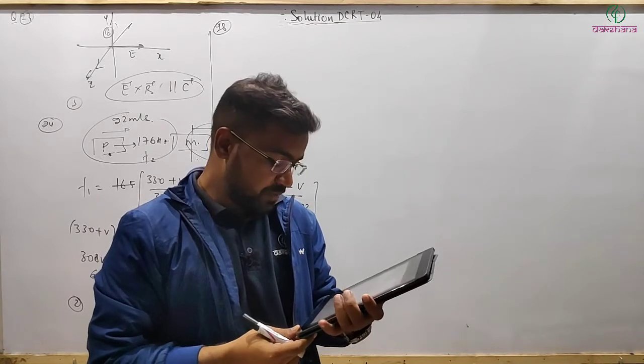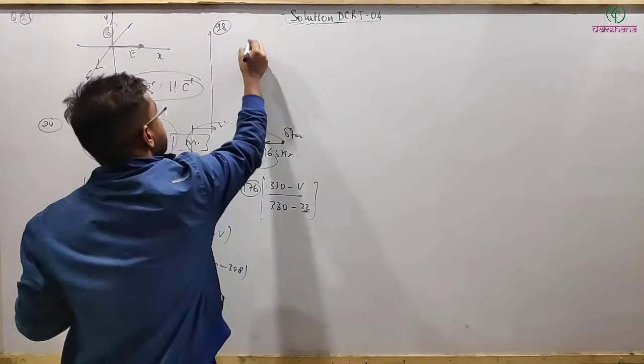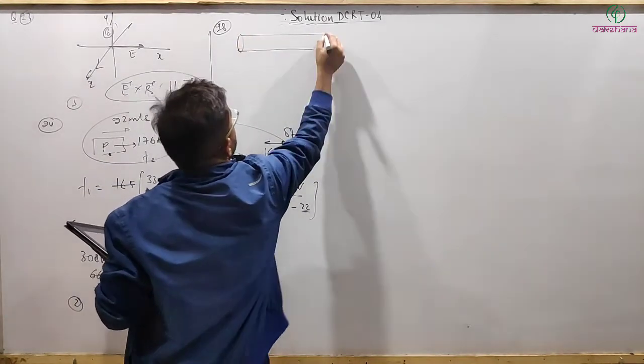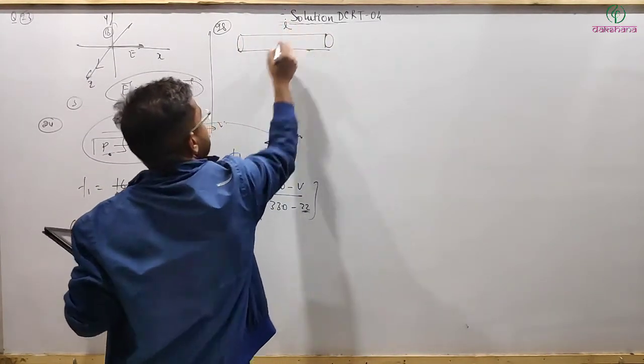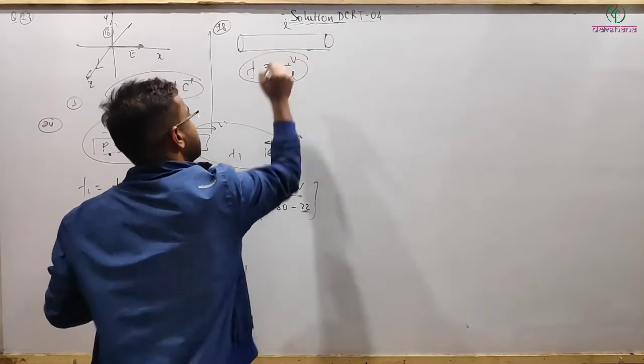A cylindrical tube open at both ends has fundamental frequency F in air. Cylindrical tube open at both the ends. So with length L, the fundamental frequency is 1 by 2L into V. This is the fundamental frequency.